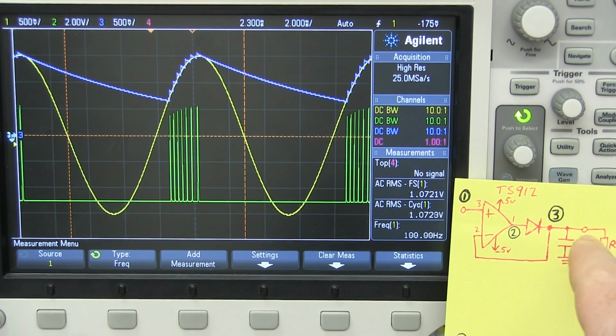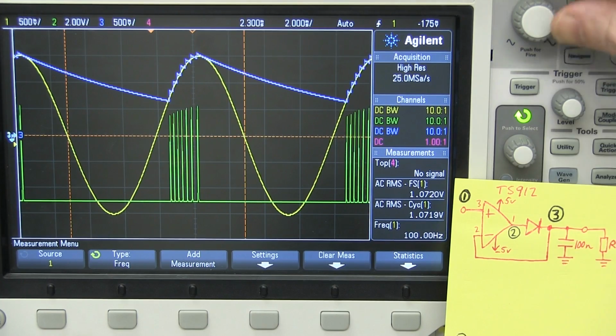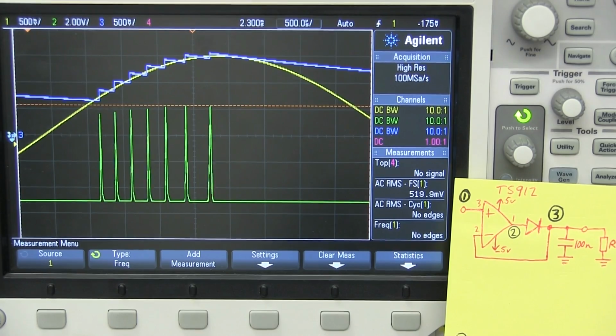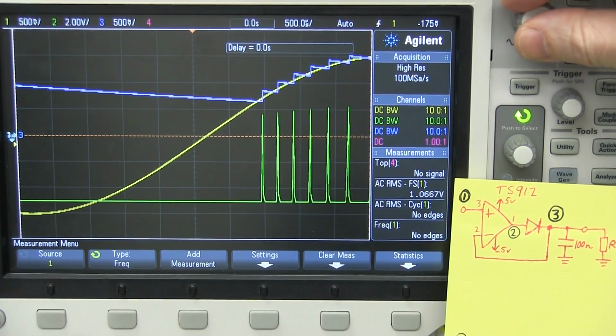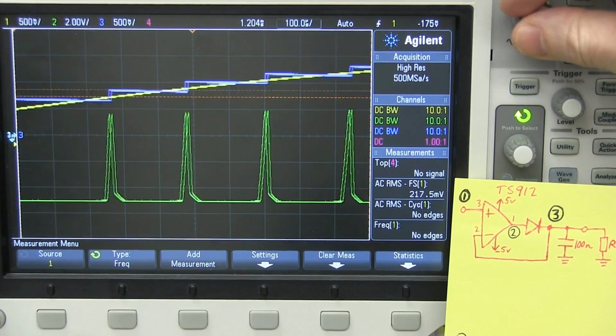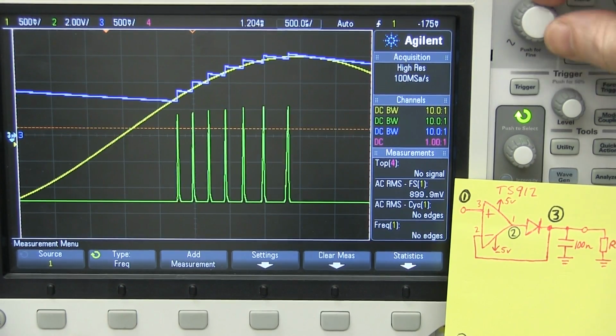And if we replace this 1 meg resistor with a 100K resistor, look at that, we get even more peaks in there, because it's got to charge up that cap more times. Isn't that fascinating, look at that.